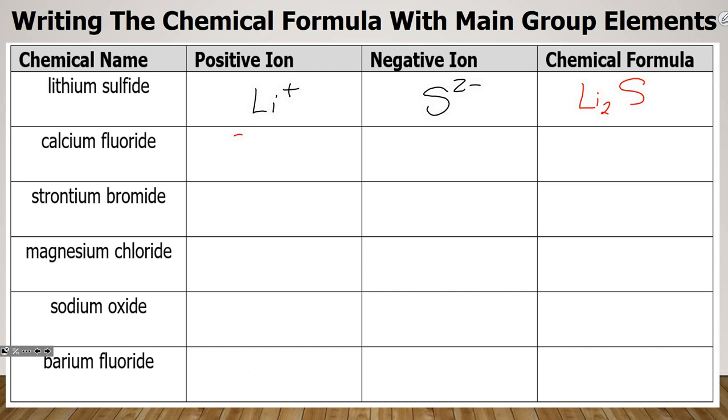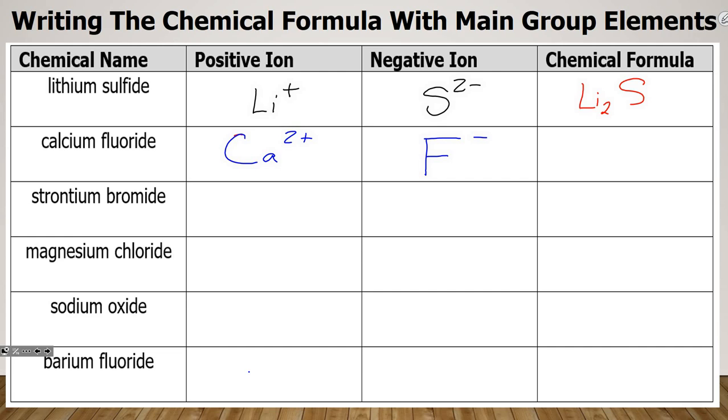Calcium is C little a. What column or charge is it? 2 plus. Good. Fluoride, what element would that be? Fluorine, right. And fluorine is F. What charge would it be? It's one away from being a noble gas, so it's going to be negative 1. So here I have a plus 2 and just a minus 1.